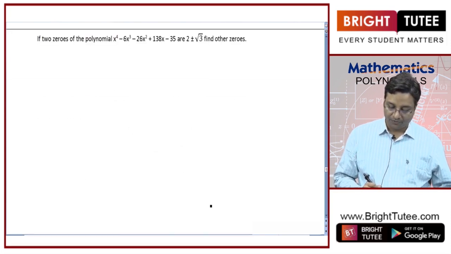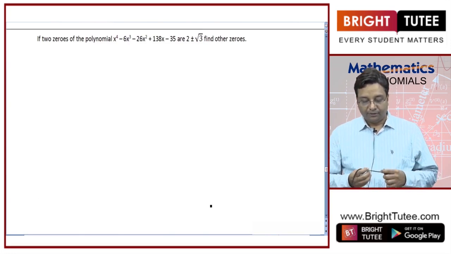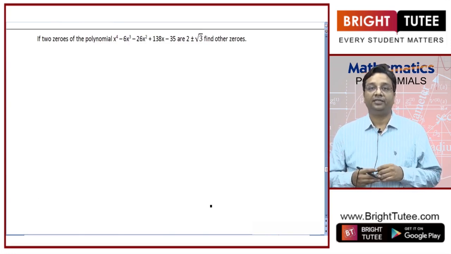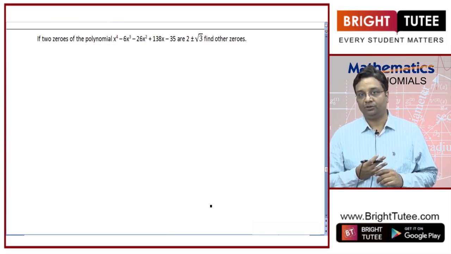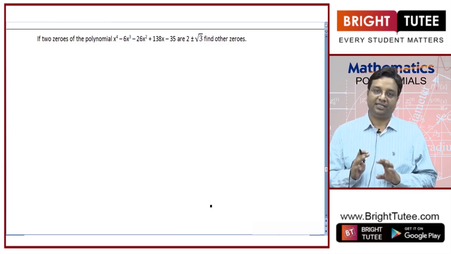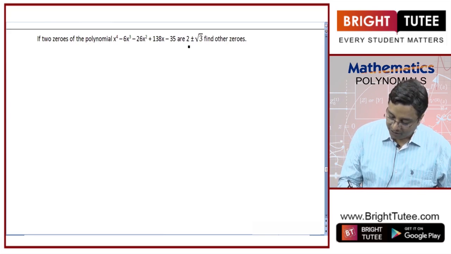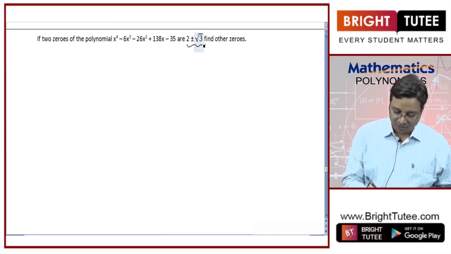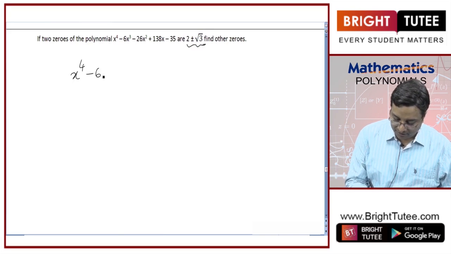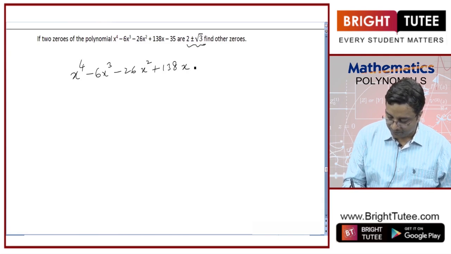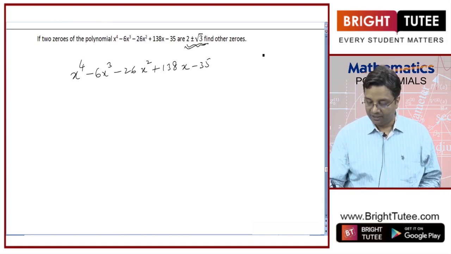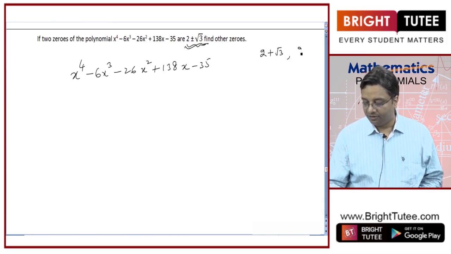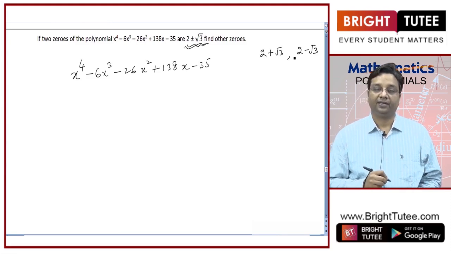So let's move on to this one now. This is a biquadratic polynomial. So how many zeros will be there in this polynomial? There should be 4 zeros, right? They can be equal, but there will be 4 zeros, right? Where 2 zeros are given. Okay, let us say the biquadratic, this is given, right? 2 zeros are given, which are 2 plus root 3 and 2 minus root 3, right?